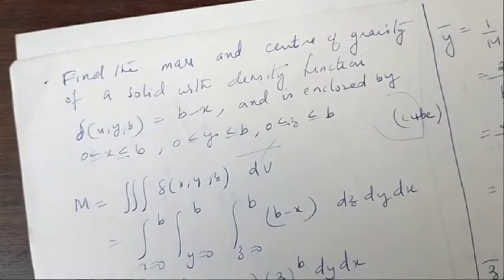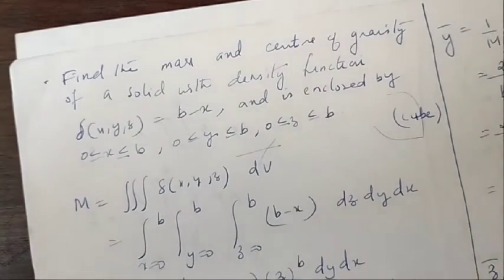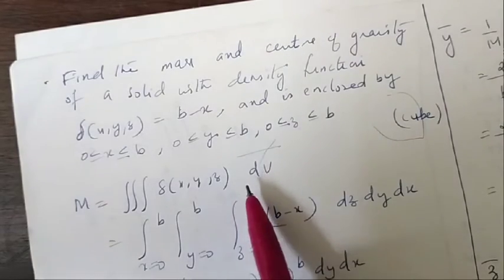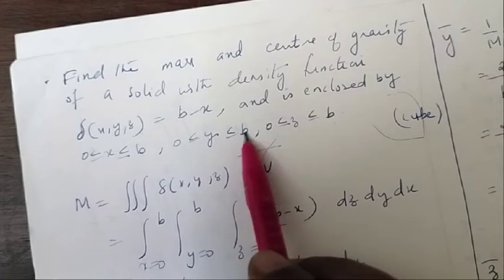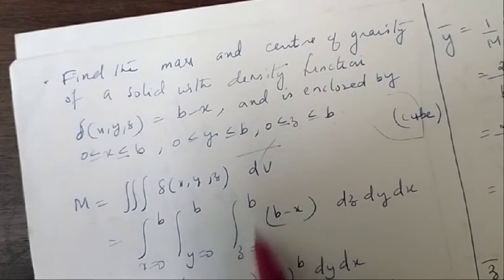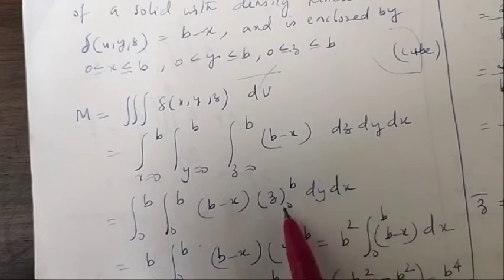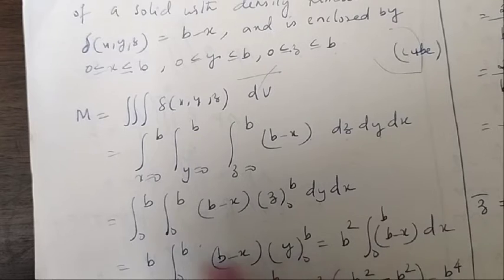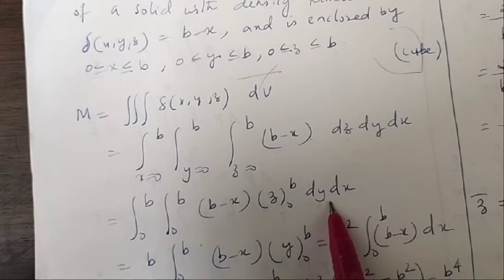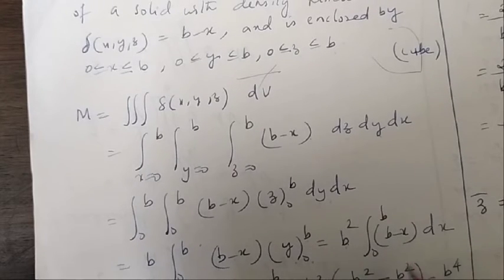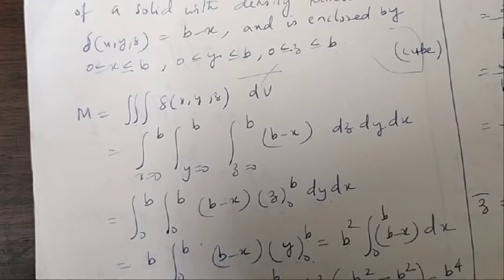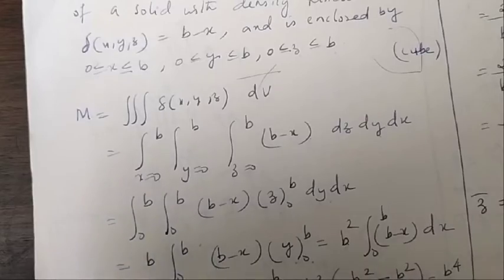Okay. So to find the mass, what is its mass? It is triple integral delta of x, y, z dV. So triple integral means with respect to x, limit is 0 to b, with respect to y 0 to b, and z also 0 to b. All the limits are 0 to b. So delta of x, y, z is b minus x dz dy dx. And first of all, we are integrating with respect to z. So it is z from 0 to b. So b outside. Again with respect to y, again y from 0 to b, so again b, so b square, then b minus x dx, with respect to x integrating gives bx minus x square by 2. So it is b raised to 4 by 2.